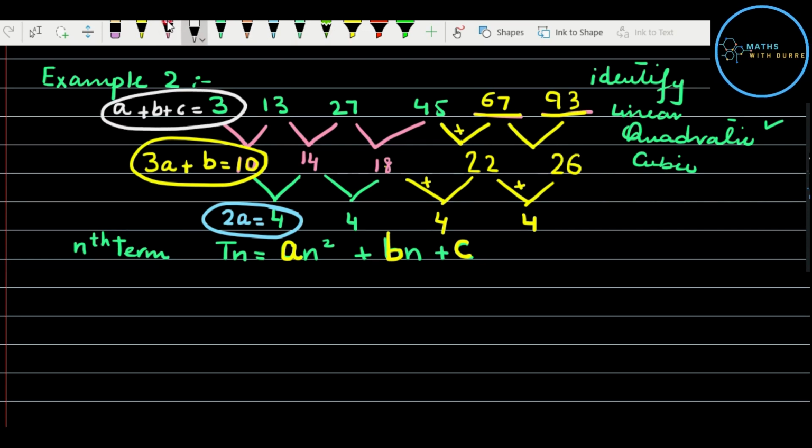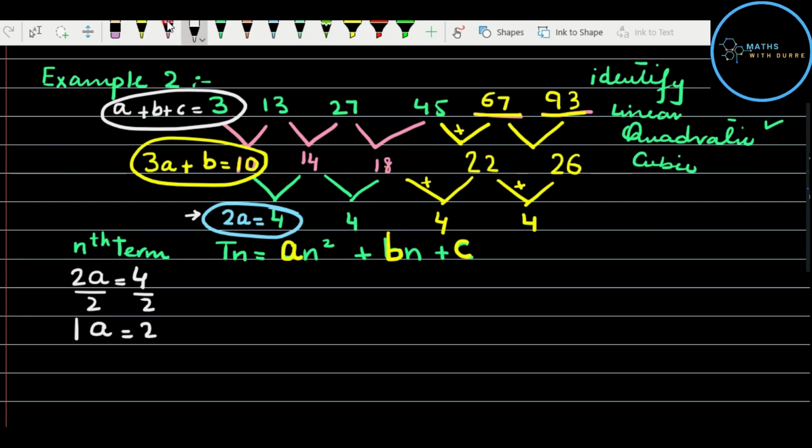So first of all, we will take this equation to get the value of a. So let's take a start. 2a is equal to 4, and here we can get the answer of a. The value of a will be 2. That's great.